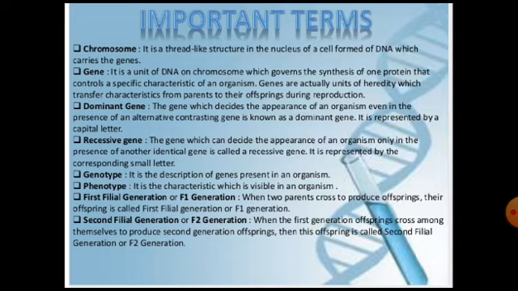First filial generation, or F1. When two parents cross to produce offspring, their offspring is called first filial generation or F1 generation. Now, the second filial generation or F2 generation: when the first generation offsprings cross among themselves to produce second generation offsprings, then these offsprings are called second filial generation or F2 generation.